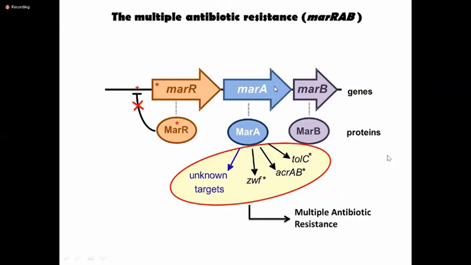For a long time, people thought that the MAR system gives you resistance just because of the TOL-C and ACRAB system, because it codes for an efflux pump. So I'll start by showing you the known mechanism of resistance, ACRAB TOL-C. After that, I'll show you that this is not the only mechanism available, but there are a lot more targets for this particular system.